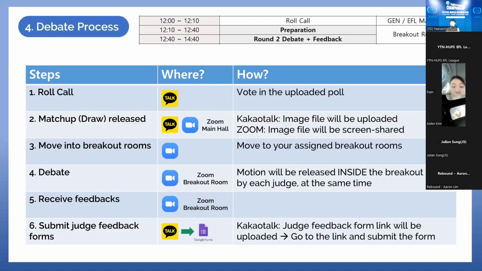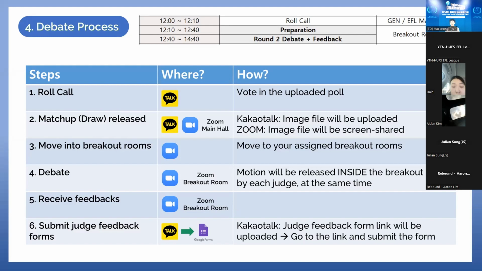the breakout room number. Also write down your position, whether you're government or opposition. You also need to write down your judge's name. After you do that, teams now move on to the breakout rooms by themselves. You need to move all of your cameras with you, and you move to your assigned breakout rooms.